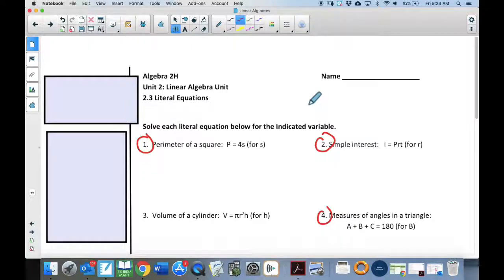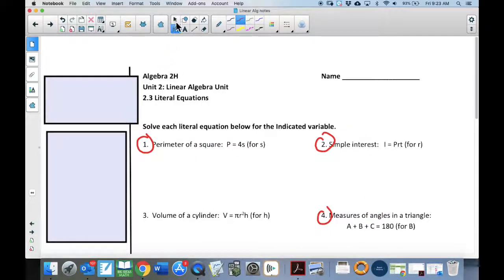Hi guys, this video today is going to cover literal equations, and the setup is going to be a little bit different. I have several examples here. We're going to work through some examples together, and then the ones that I don't do, those will be the ones that you work on in class.